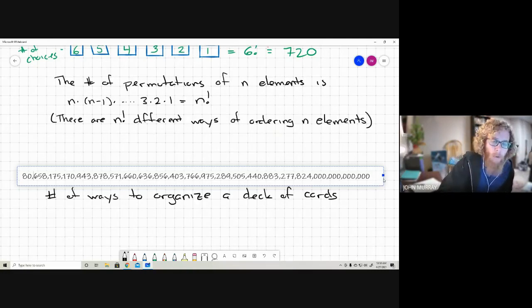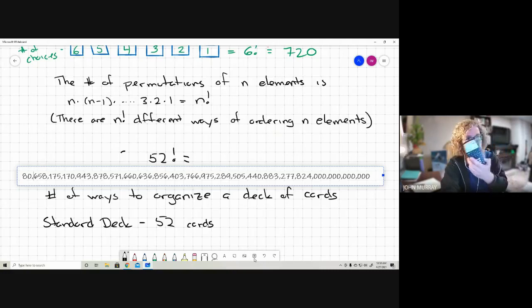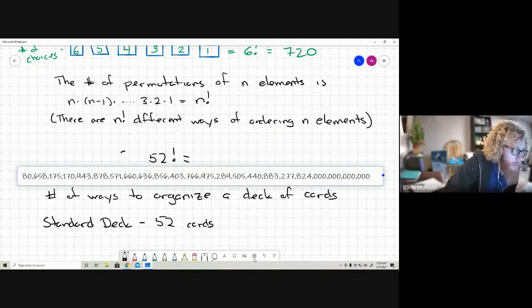This is the number of ways to organize one single deck of cards. Right? So if you think about it, a deck of cards has 52 cards. So this number is equal to 52 factorial. If you punch that into a normal calculator, like this one, it wouldn't even know what to do. Another way to look at this is in scientific notation.